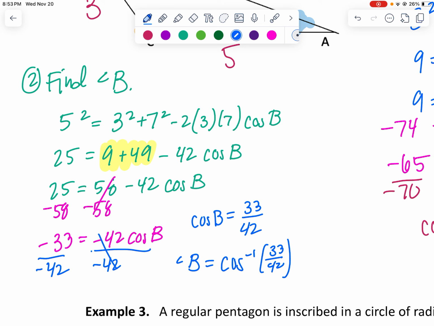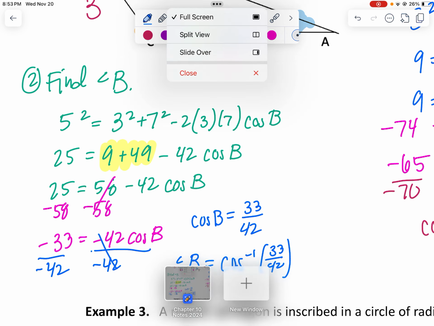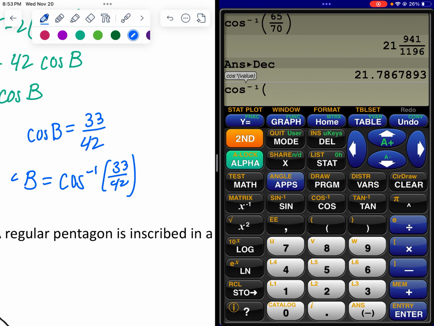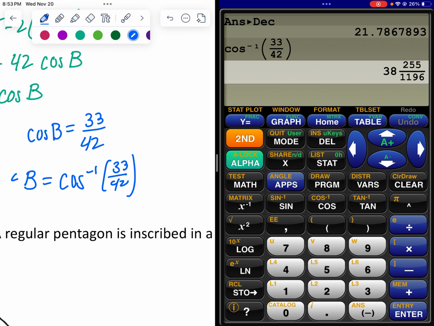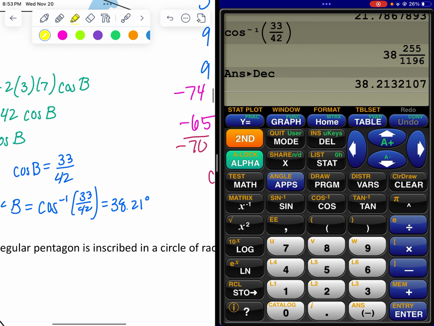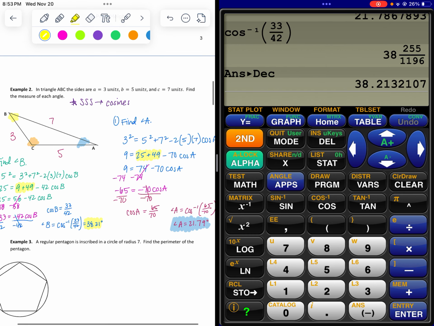Let's plug this into our calculator. Second cosine, and I get 33 over 42. I don't know why it keeps making it into a fraction, but it gives me an angle measurement of 38.21 degrees. Okay, and what color was this? Yellow. Cool. So we found both angle A and angle B, right?